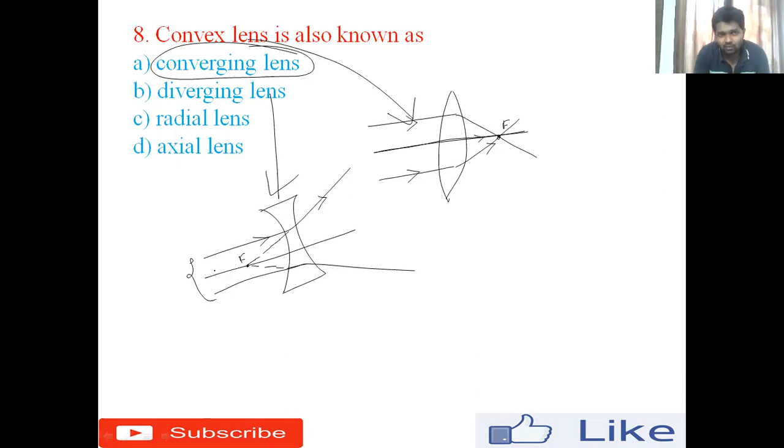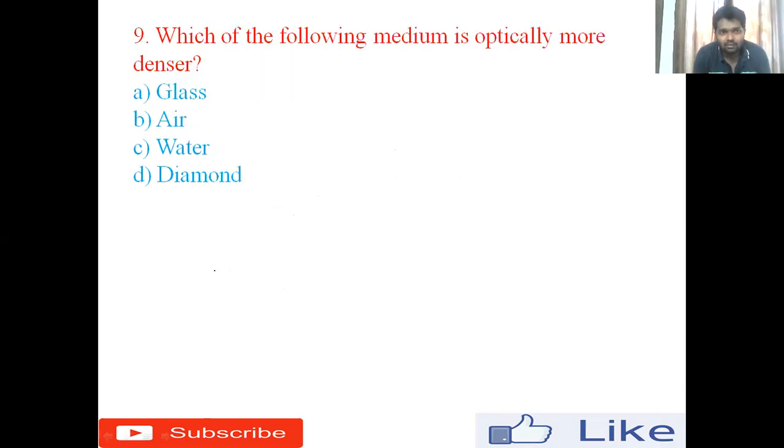Okay, the right answer for this question is option A, converging lens. Ninth question: which of the following mediums is optically more dense? What is the meaning of denser? It is where the medium is thicker, where there is a disturbance for the propagation or travel of light. So diamond is the material which is denser than any other optical medium. So the right answer for this question is diamond.